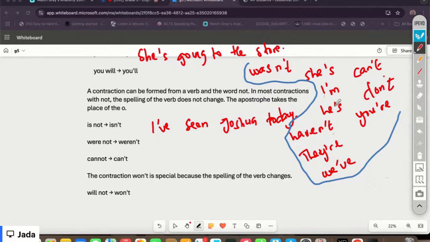I am the best at volleyball. That's perfect. I won't be here tomorrow. That's great as well. You have been bad lately. So good. All these are sentences using the contraction, which are very perfect.